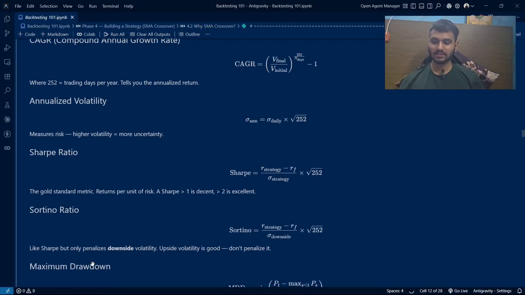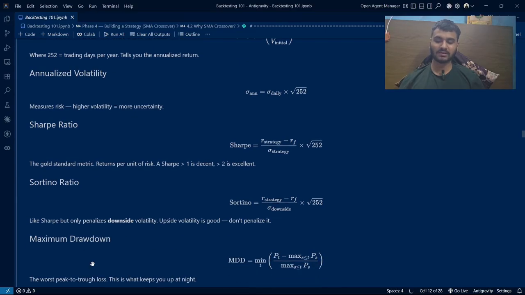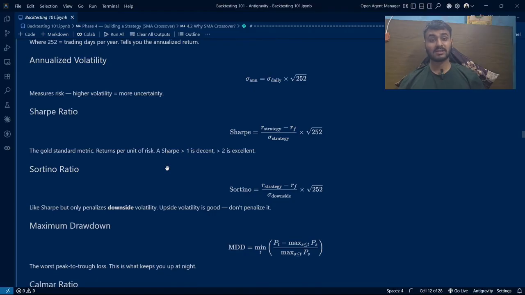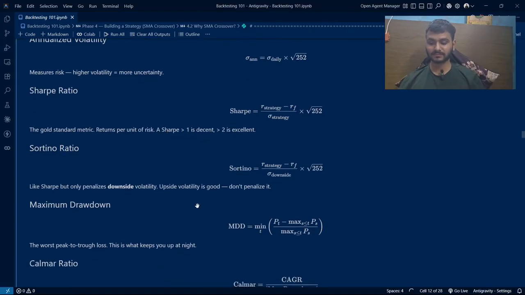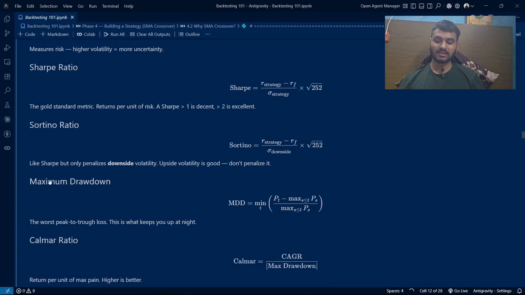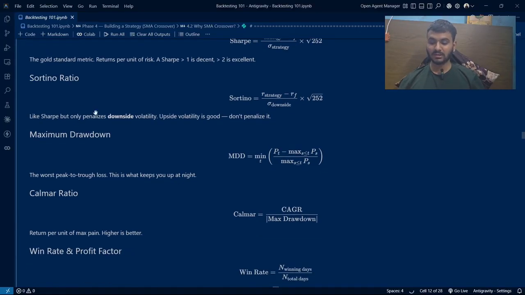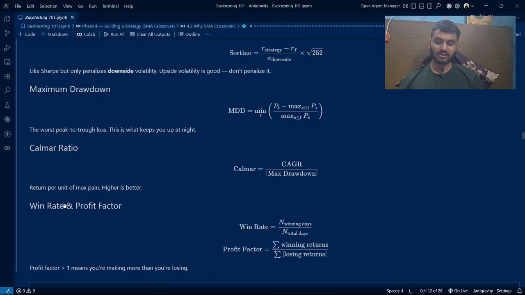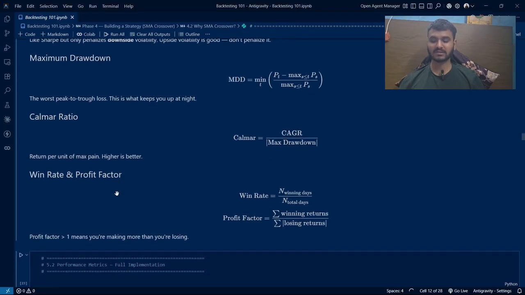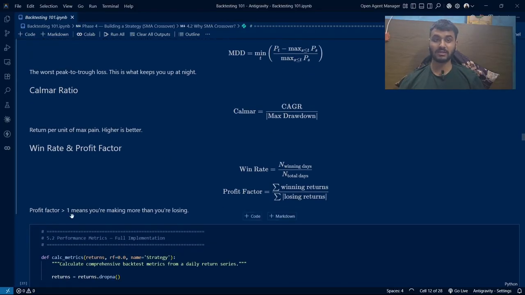Then the Sharpe ratio is the gold standard metric, returns per unit of risk. A Sharpe above 1 is decent, a Sharpe above 2 is excellent. Now, Sortino is like Sharpe but only penalizes downside volatility. Upside volatility is good according to Sortino. This is maximum drawdown, we have talked about it. Now, Calmar is return per unit of maximum pain, which is the absolute maximum drawdown. Higher is better. Profit factor above 1 means you are making more money than you are losing.